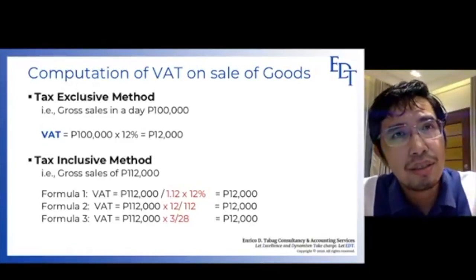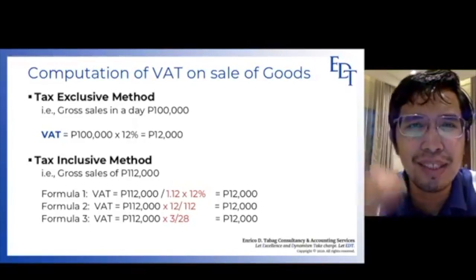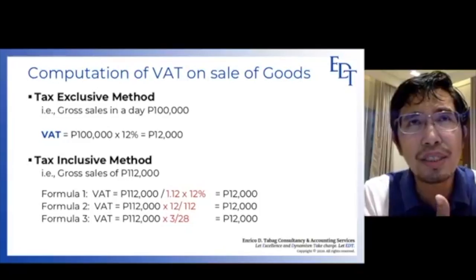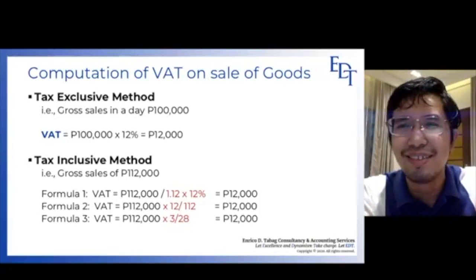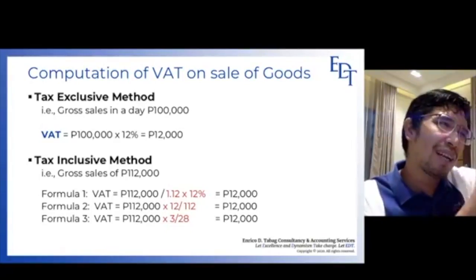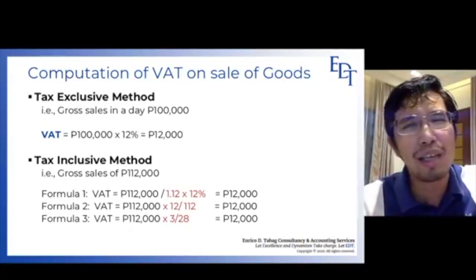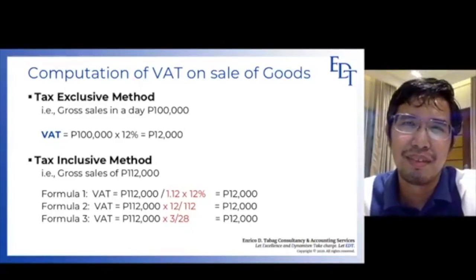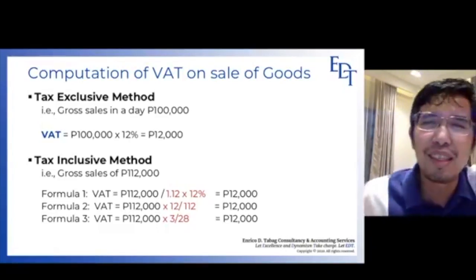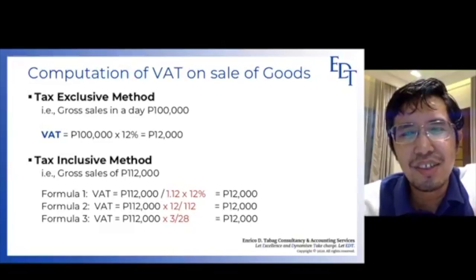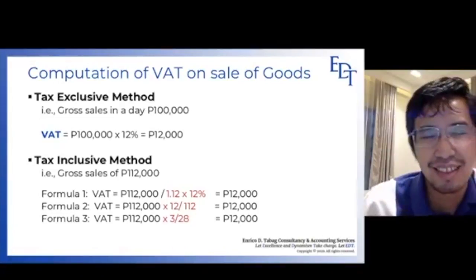Kung gusto mo, balik tayo sa 112,000 represents 112%. Kung 112%, 12 yung VAT, di pwedeng 12 over 112. Parang 12 para kay VAT, but the total of the amount is 112. Kaya siya times 12 over 112, di ba? Or the other way is the least common denominator. So, you multiply it by 3 over 28. That's the LCD, right? Okay.